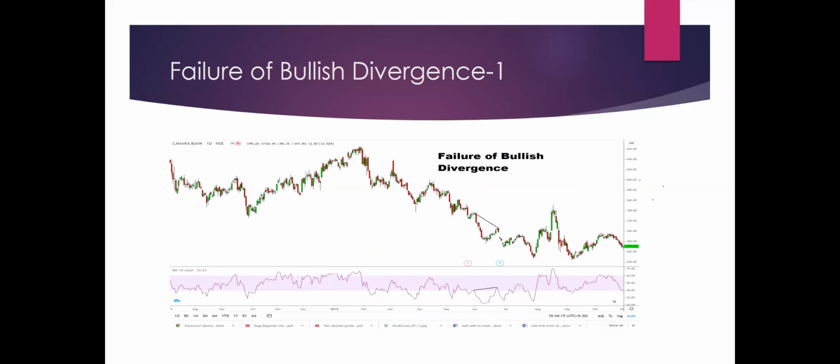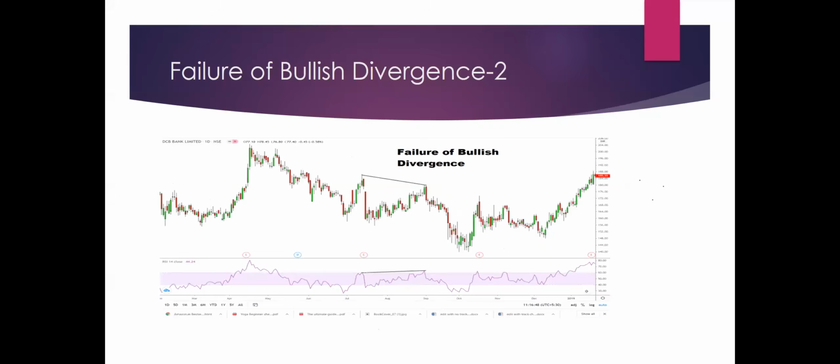Now you can see similarly the failure of bullish divergences. If you look at this Canara Bank chart, it is in a downtrend from the second part. Again, can you see there is a bullish divergence. Price made lower high, whereas RSI made higher high. Again, taking a long trade at this point of time is not a good idea.